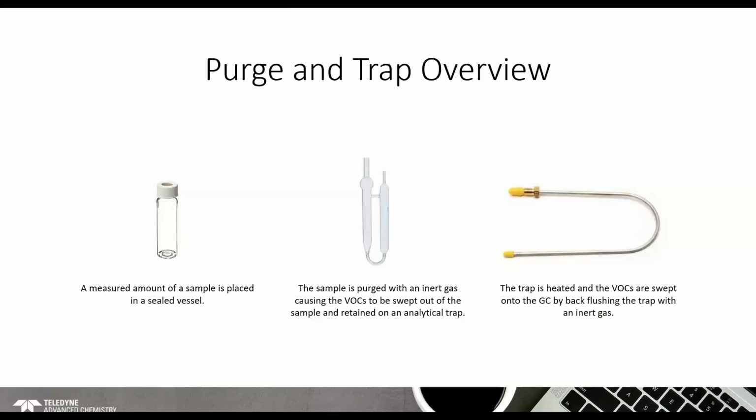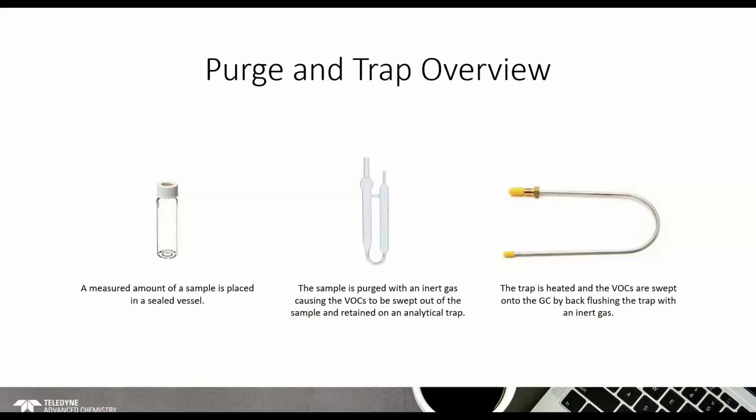To begin, let's start off with what is Purge and Trap and how it works. First, a sample is collected, sealed, and stored using a 40 milliliter VOA vial. The sample is later purged with an inert gas, causing the VOCs to be swept out of the sample matrix and deposited on an analytical trap.